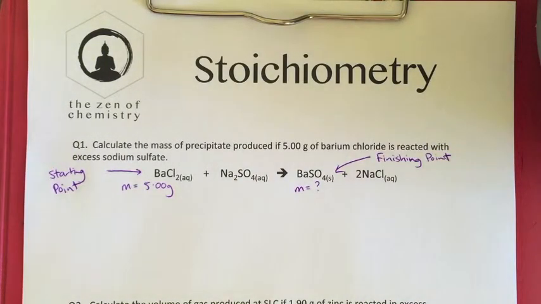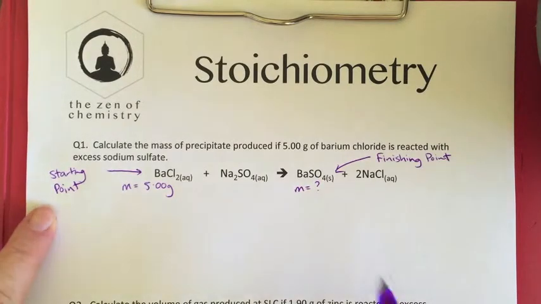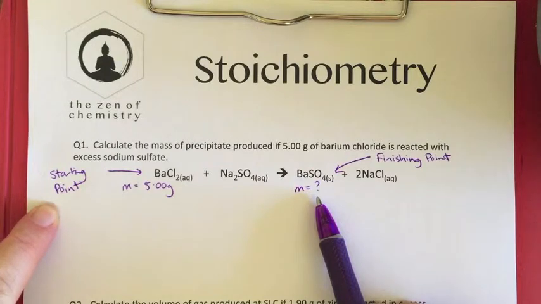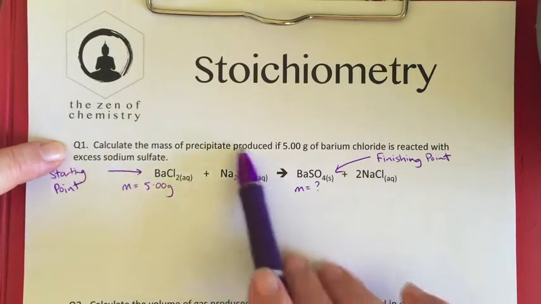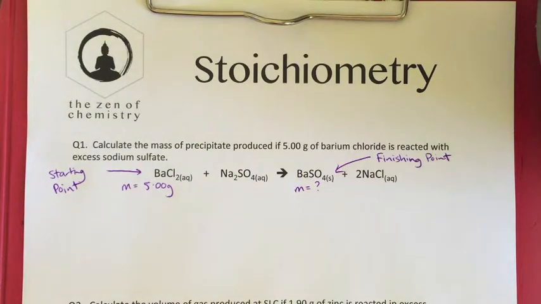Okay, and you know that you've got a clear starting point and a clear finishing point. It's talking about the fact that we've got excess sodium sulfate, so this doesn't really enter into the stoichiometry problem at all. There'll be some later questions that deal with limiting reagent and excess reagent, so we'll get to them in a minute.